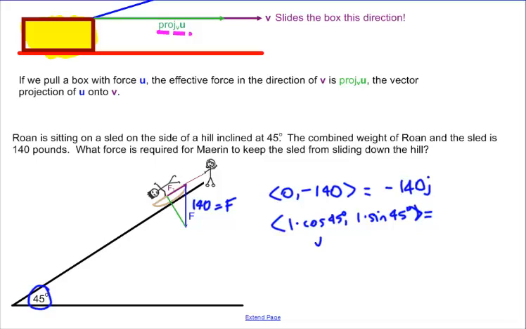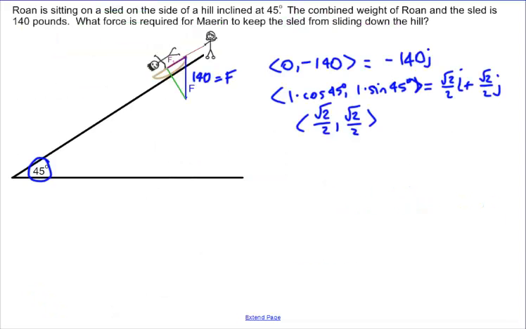So this is going to be square root of 2 over 2 and square root of 2 over 2. And again, there's two different ways that this could be written. It could also be in this standard vector form, which would be square root of 2 over 2i plus square root of 2 over 2j. This is how it could look. So what we want is just the projection. We want the projection then of these two vectors. So how does this shape up mathematically?